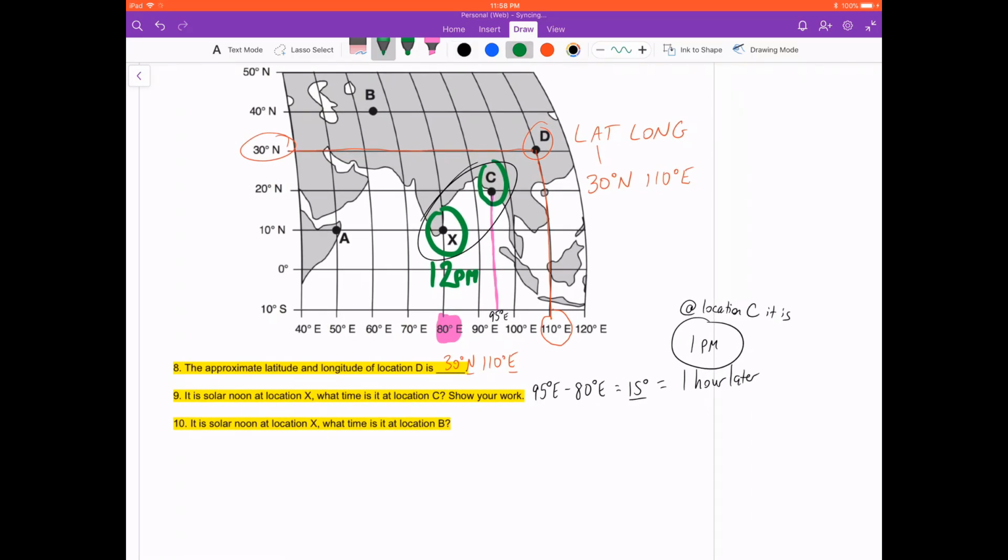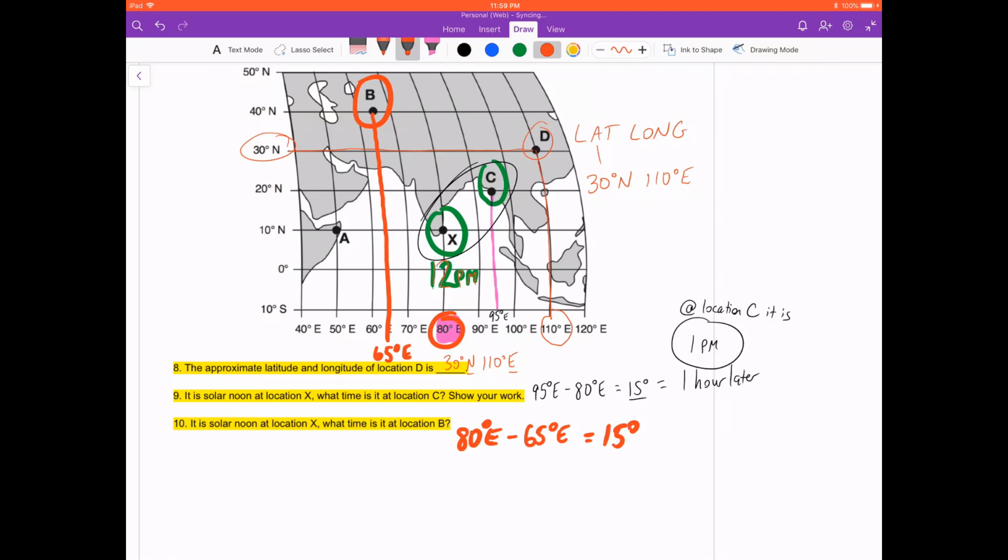Number 10 is a very similar question, another solar noon question. So if it's solar noon at location X, so it's the same time over here, 12 p.m. What time is it at location B? So location B is up north over here, but remember we're talking about time, so we're looking at lines of longitude. And location B looks like it's at 65 degrees east. X is at 80 degrees east, so I can do 80 degrees east minus 65 degrees east. And that gives us 15 degrees difference.